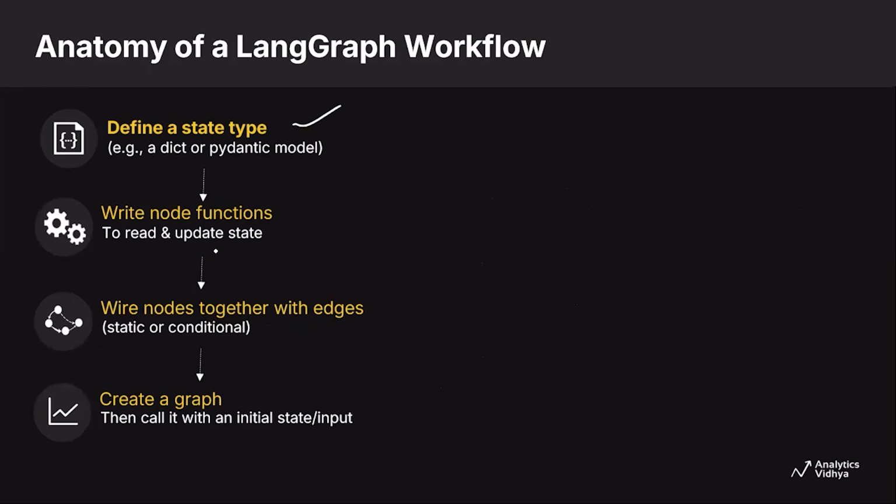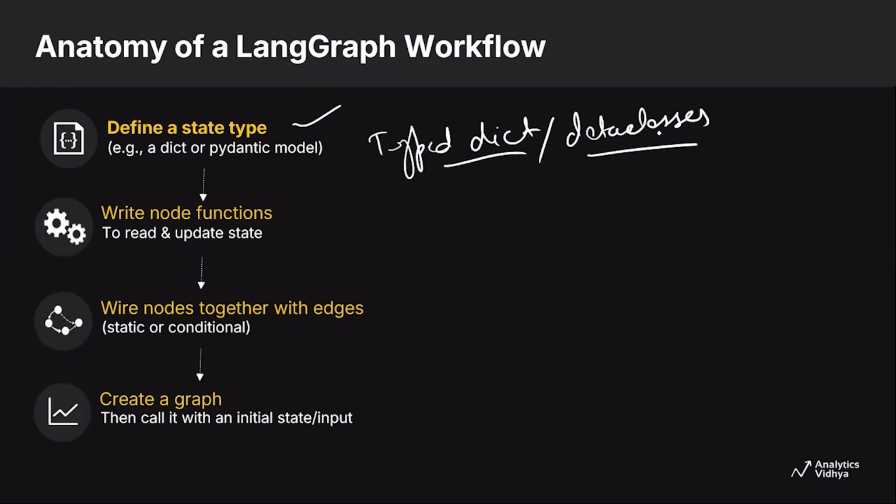So as I mentioned, state is basically that shared data which flows through your workflow. You always have to start off by defining that state. In LangGraph, you typically use TypedDict or data classes in Python to define these states. These are the two primary ways of instantiating states inside LangGraph. We'll see TypedDict and how it is used in a second.